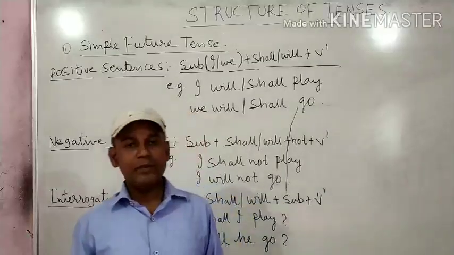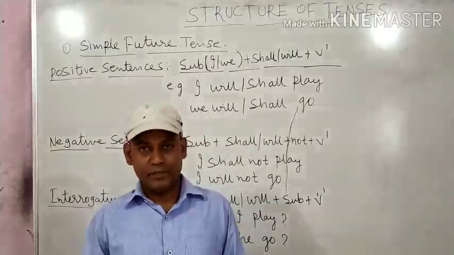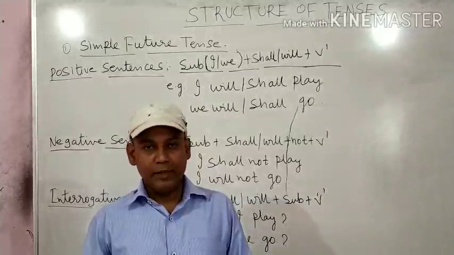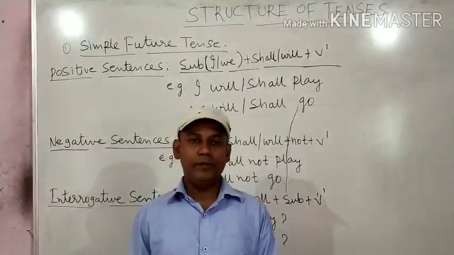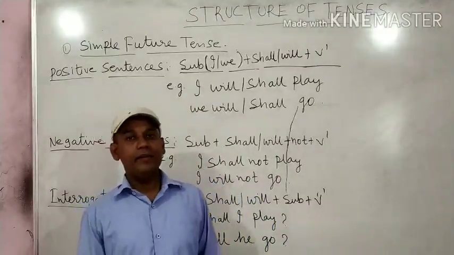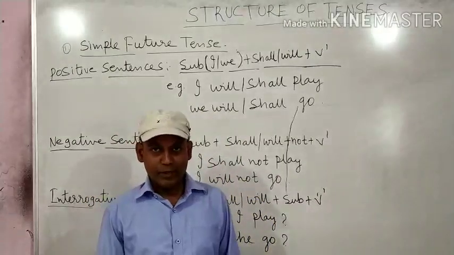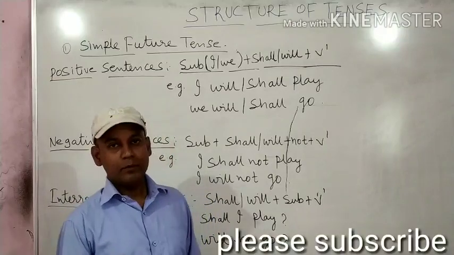In the previous classes we had seen the structure of the present tense and the past tense. Today we will see the structure of the future tense. As we know, future tense refers to any activity which is going to happen in the future. It has not happened yet. Okay, so let's see.